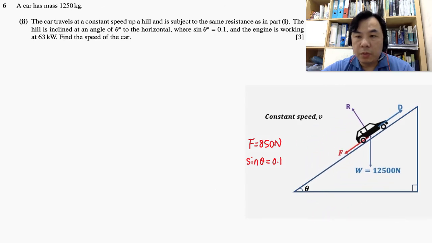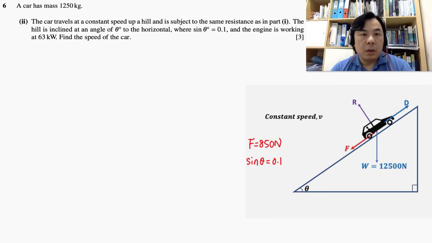Okay, you can see that it's moving uphill. There is a constant resistance acting on the car, and there's a driving force, and the engine is providing 63 kilowatts of power. The mass still remains the same, which is 1250 kg. It has a weight of 12,500 newtons, moving at a constant speed, right? Okay, now we are ready. We can look at what tool we can use in this case.